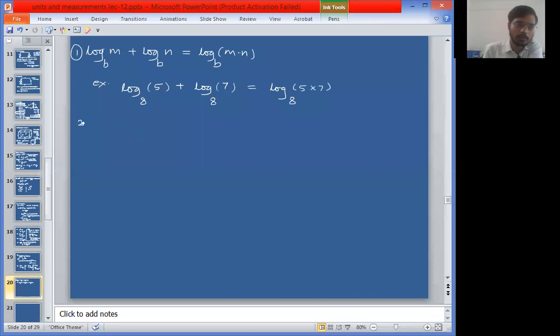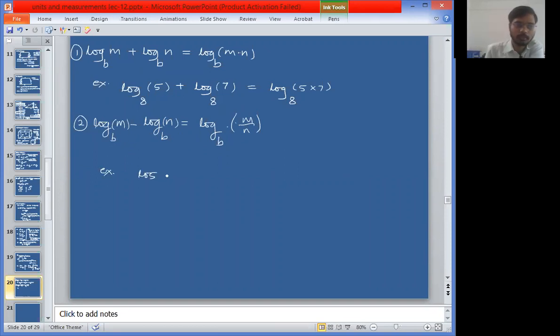Fine. Second law. Log m minus log n. Base b, base b. If you want to take base as z, here also take base as z. Log m, put a bracket if you want. If you don't want to put a bracket, that is also okay, no problem. Log m minus log n is log m upon n. So put a bracket, log m upon n, and the base b should be here.